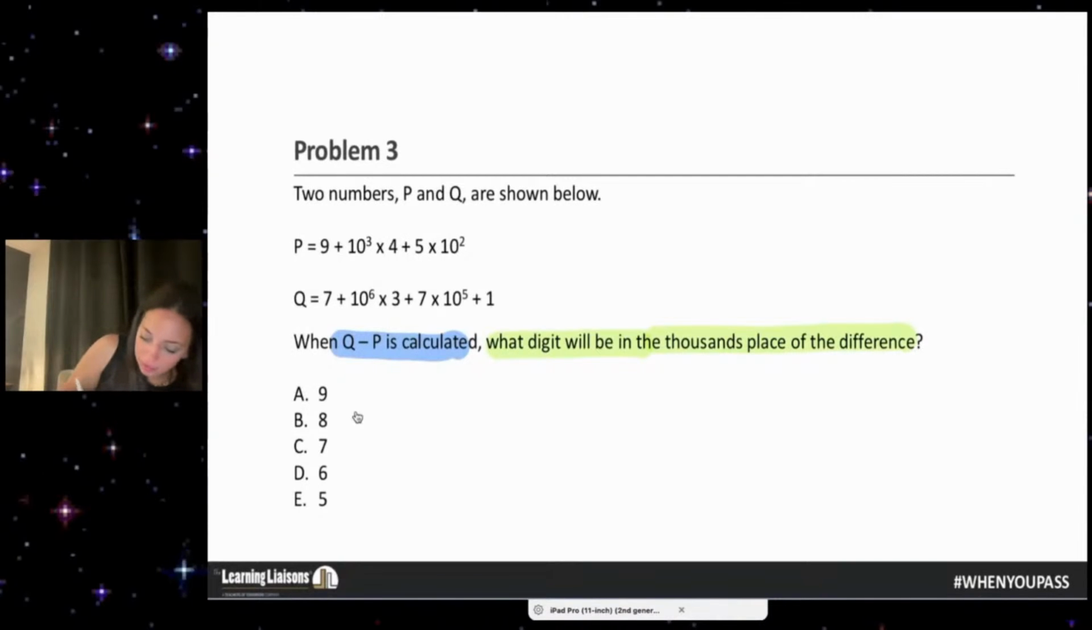So I have P equals 9 plus 10 cubed times 4 plus 5 times 10 squared.